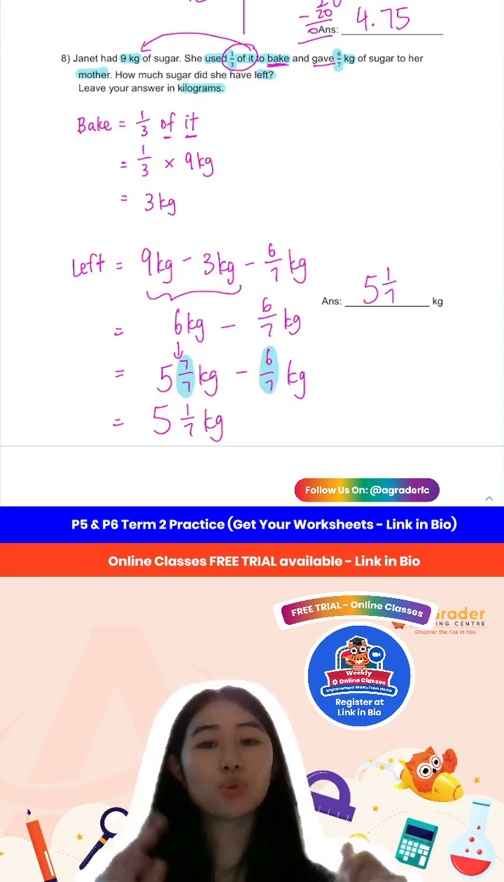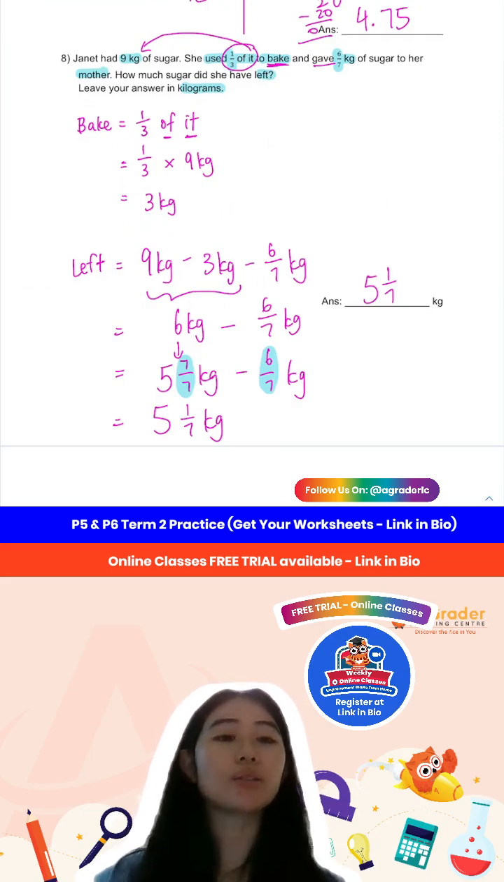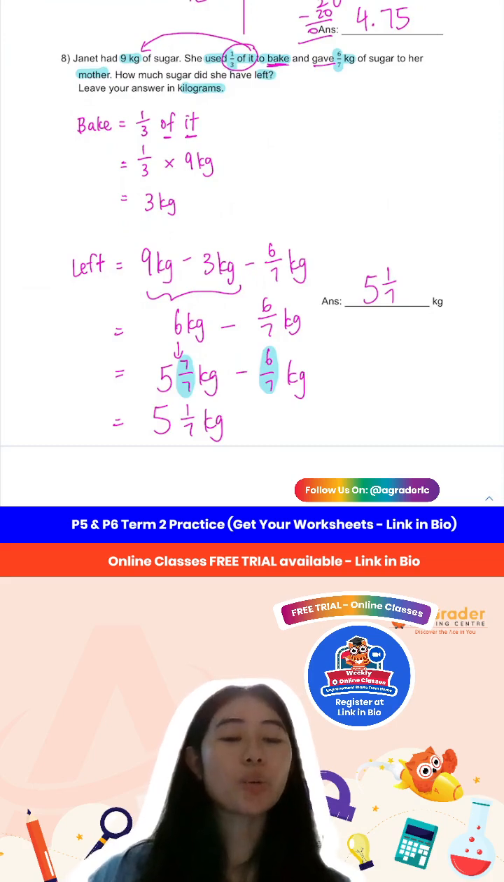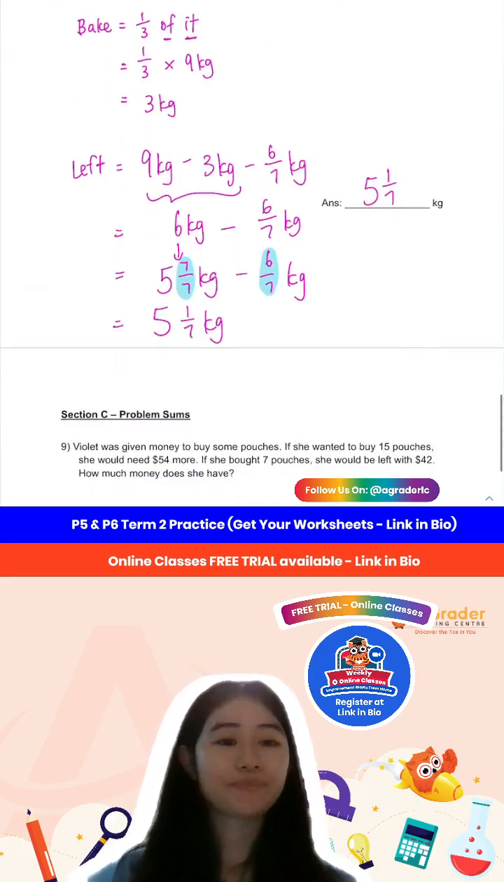But of course, if you can do mental sums, then you can skip this step. You can skip this regrouping step. Okay, yeah, Shasha, you're welcome. Let's move on. Yeah.